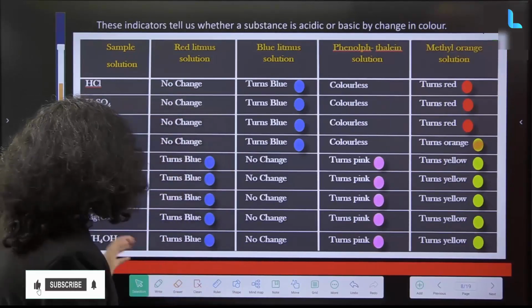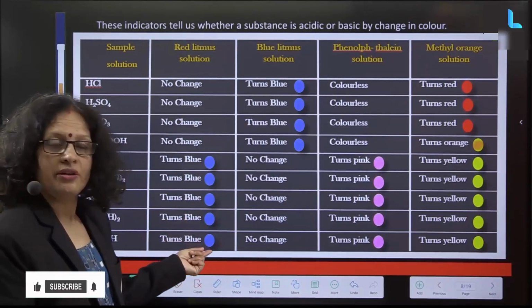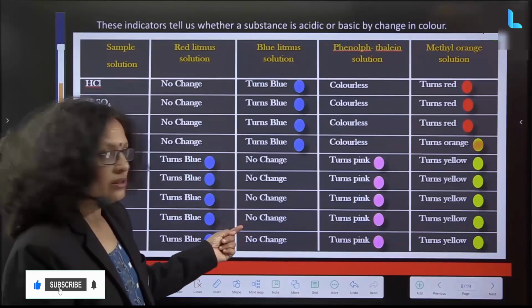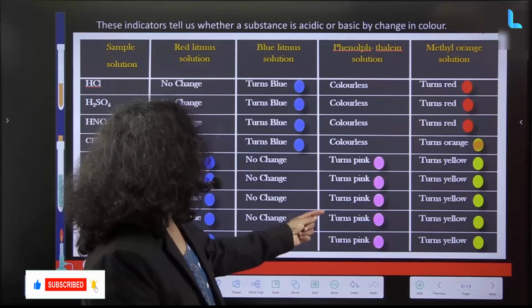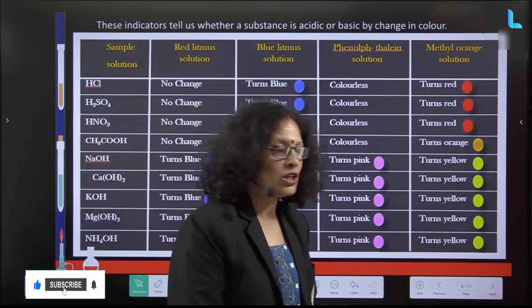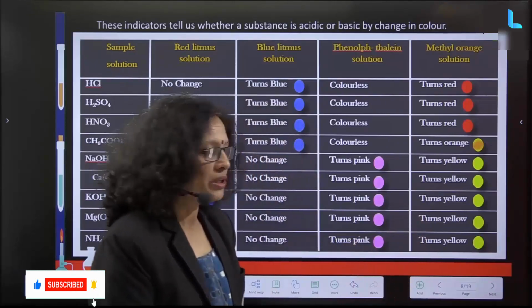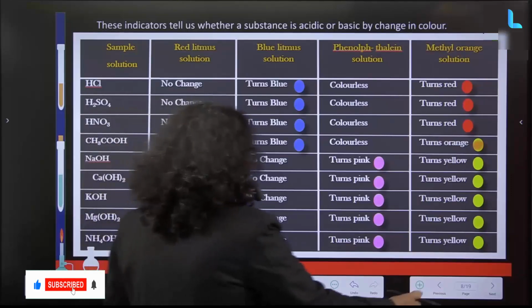Magnesium hydroxide and ammonium hydroxide both are also, we can see, turning red litmus blue. They are not showing any change with blue litmus because both are basic. Then with phenolphthalein, both are showing pink color because they are basic in nature, and with methyl orange it looks the same, staying golden yellow only.